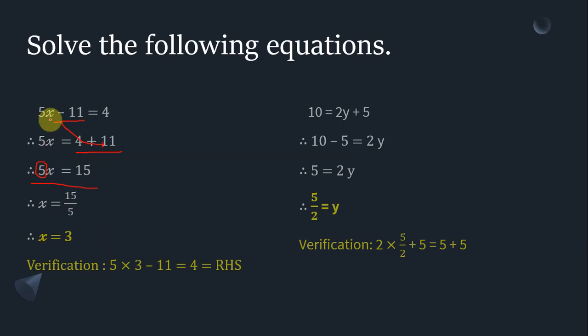Correct? Now again put the value here. 5 threes are 15 minus 11. I am getting the answer 4. Means my solution is correct.